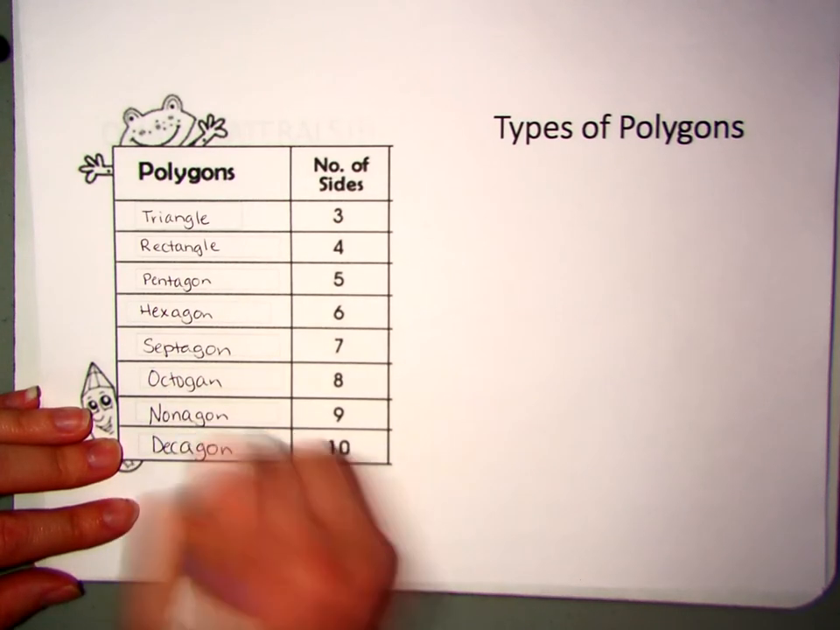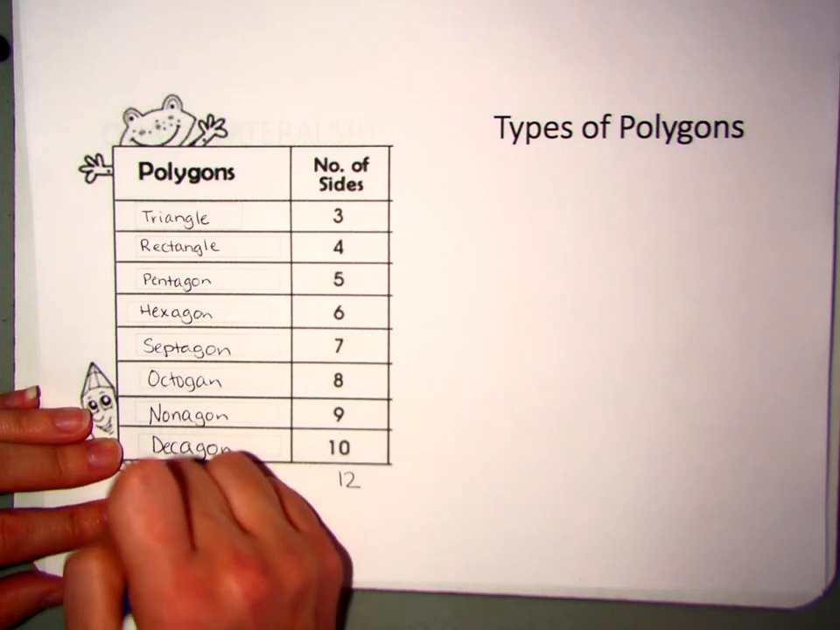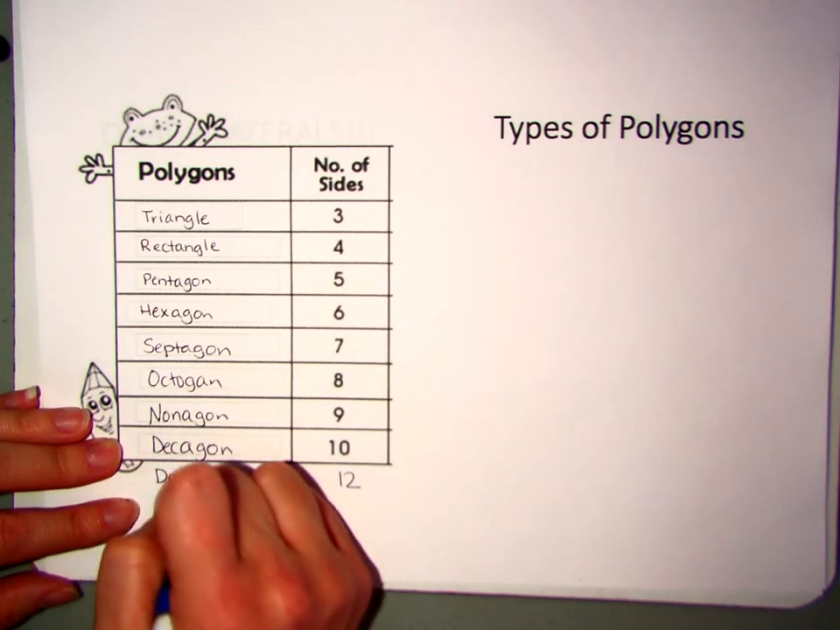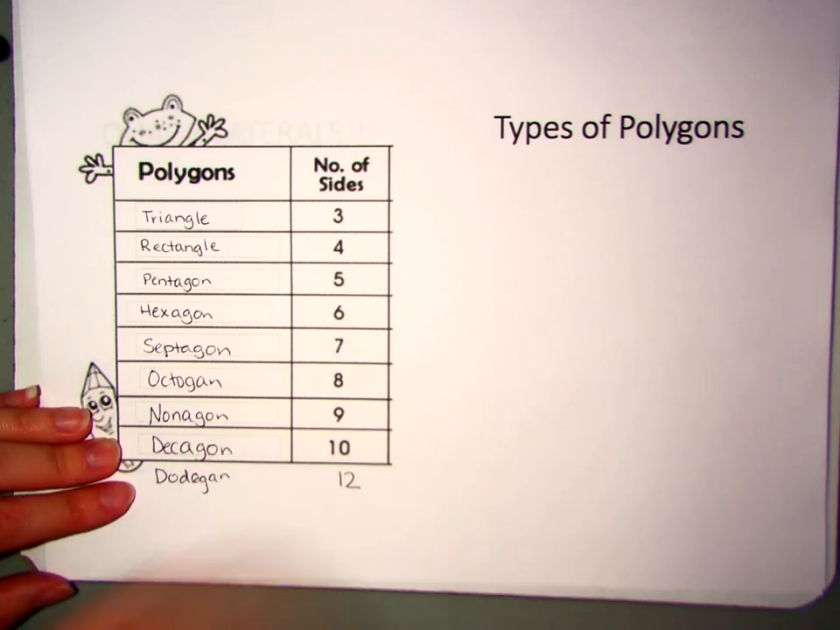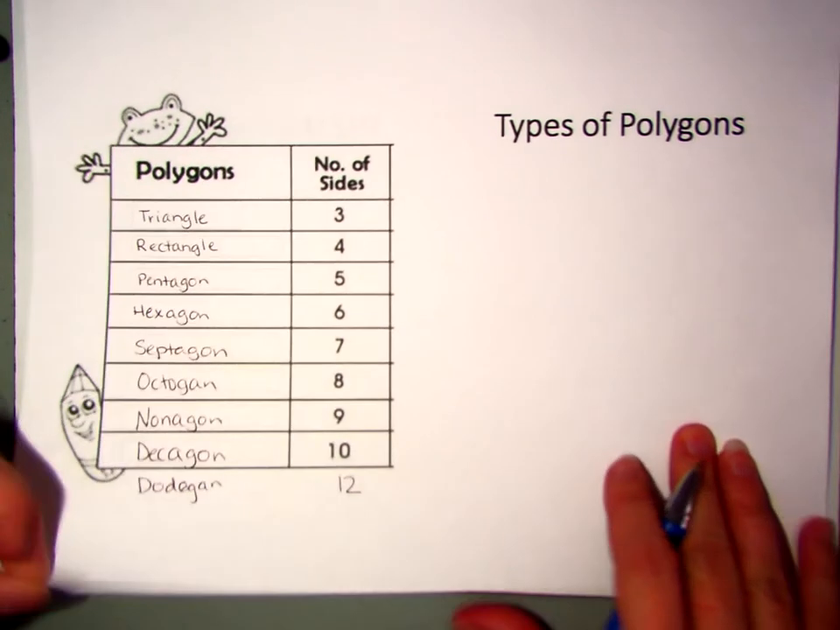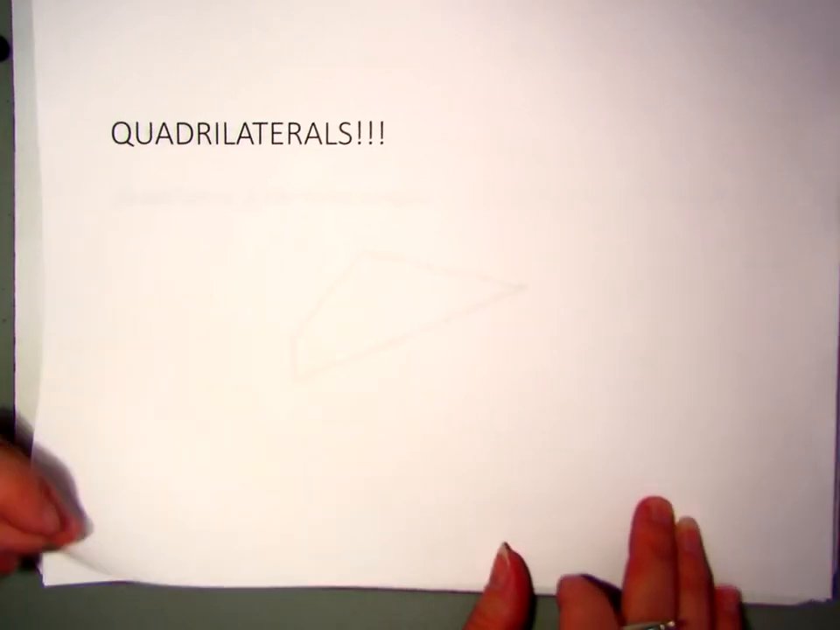The only other one that is typical that we know, you'll see probably in vocabulary, is the 12-sided, which is going to be the dodecagon. I'm going to have you look up the spelling. I definitely misspelled that. Dodecagon. All right, so let's move into what we call quadrilaterals then.